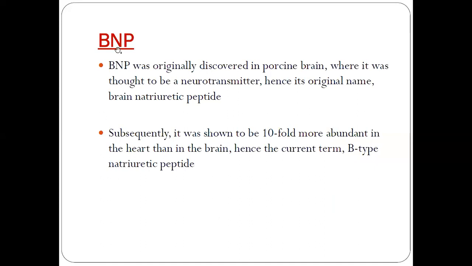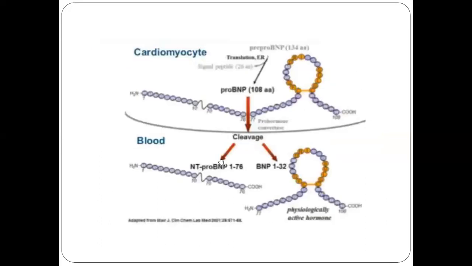BNP, also called brain-type natriuretic peptide or B-type natriuretic peptide, was originally discovered in porcine brain, where it is thought to be a neurotransmitter, hence the original name. Subsequently, it was shown to be 10 times more abundant in the heart than in the brain, and thus the name was changed to B-type natriuretic peptide.